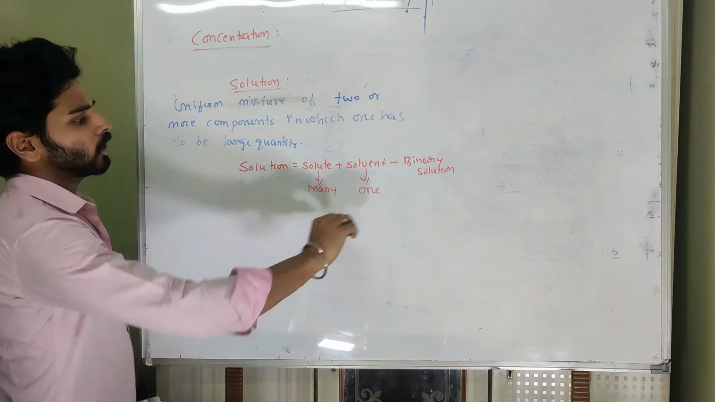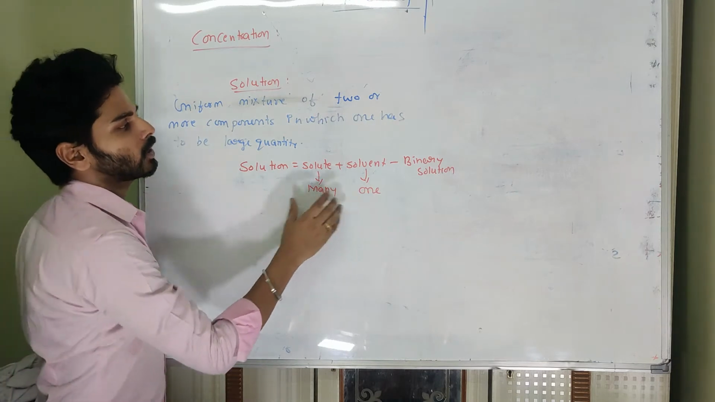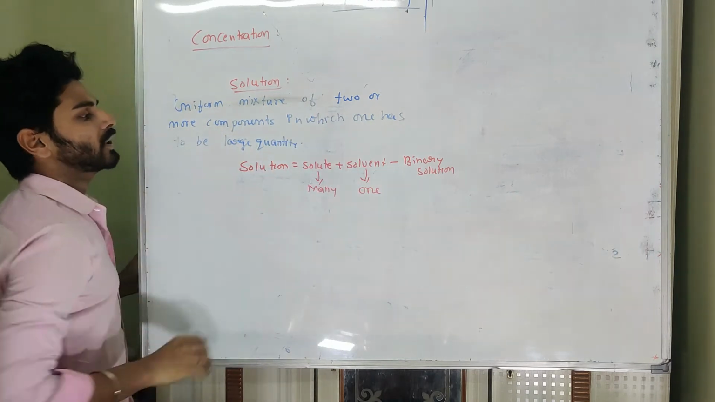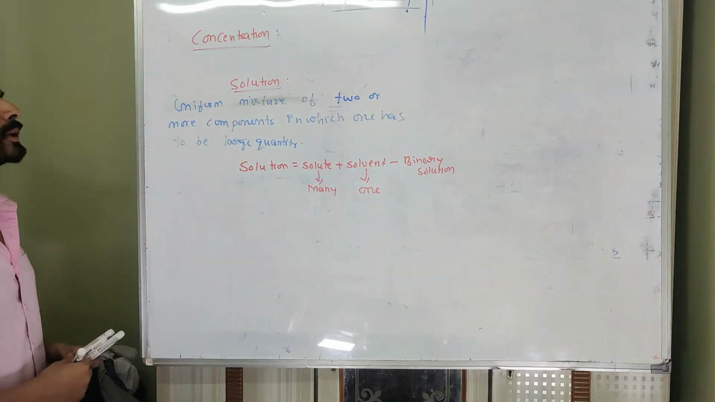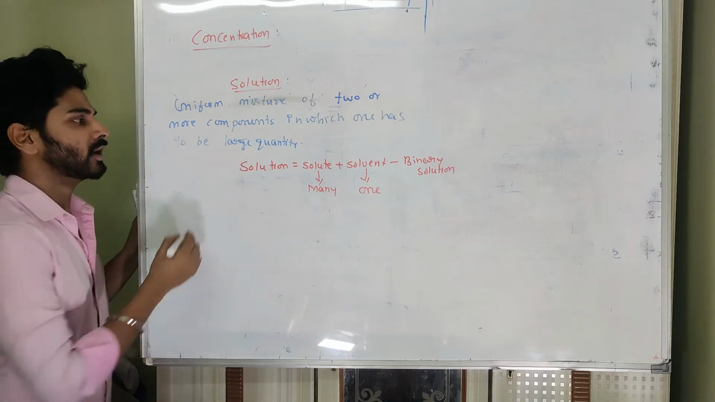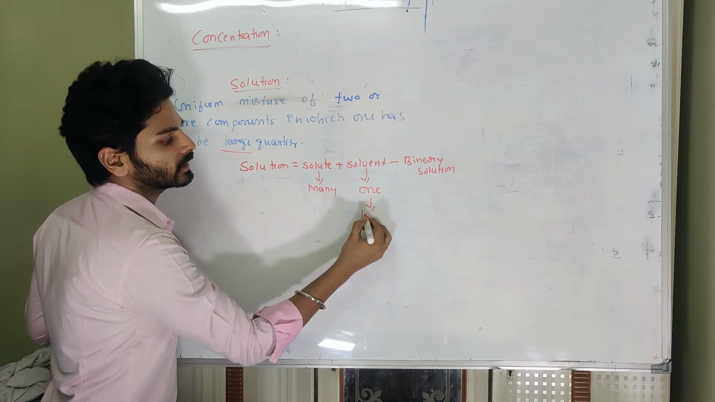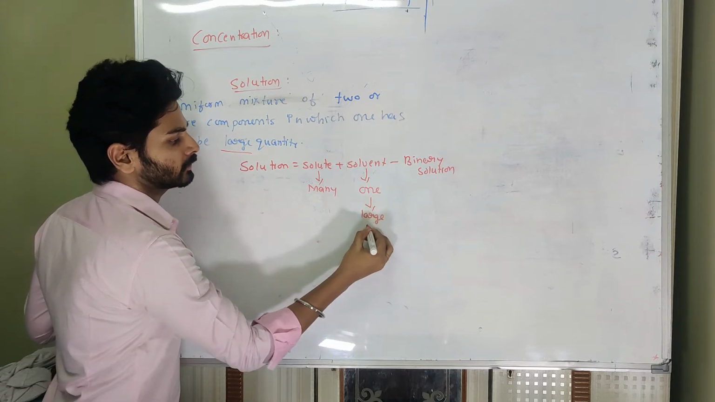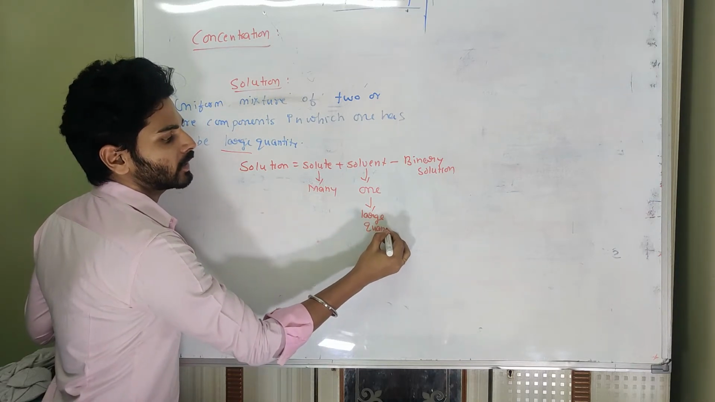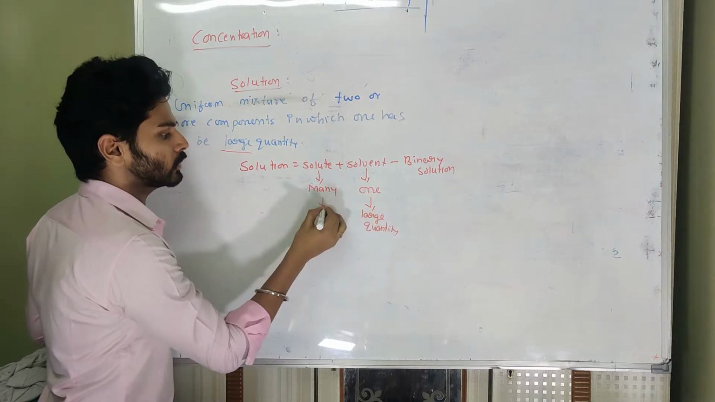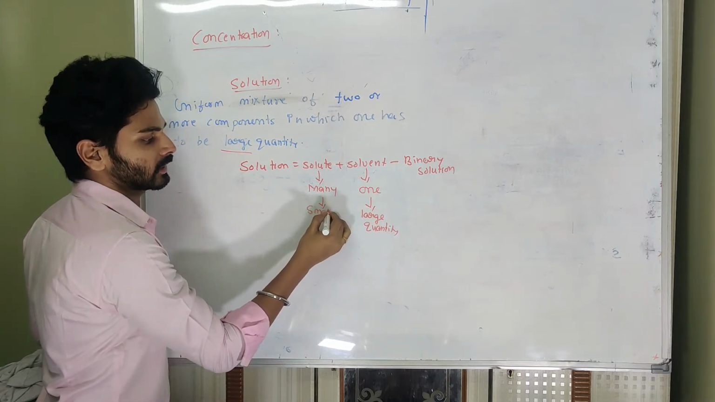So how to recognize what is solute and what is solvent? It is all based on quantity. It is a uniform mixture of two or more components in which one has to be in large quantity. The one that is in large quantity is always the solvent. Solvent is always in large quantity, so solutes will be in small quantities.